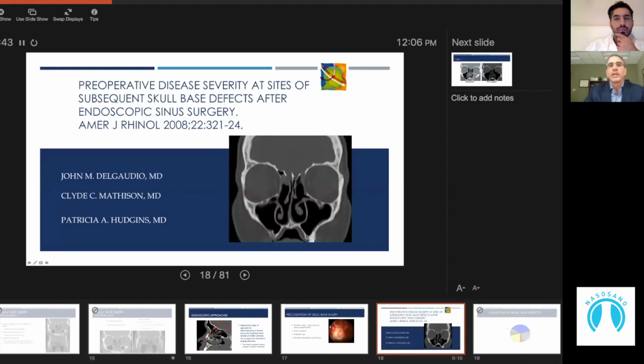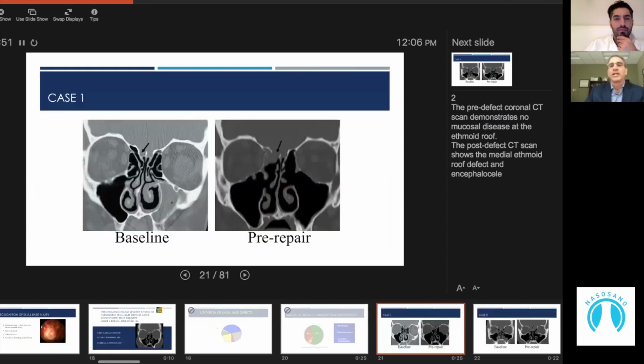We published a paper back in 2008 where we had patients who had undergone sinus surgery and had a CSF leak or a skull base defect. The findings were very interesting. What we found is the majority of these patients, over 80%, had little or no disease at the site of the leak. Here's some examples.